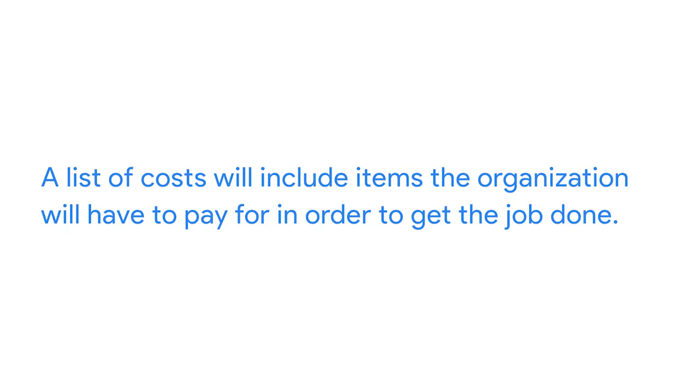A list of costs will include items the organization will have to pay for in order to get the job done, like the price of labor or materials. Listing out costs helps your stakeholders weigh the benefits against the amount of money required to realize those benefits. You can build a list of costs by working with stakeholders to get estimates on labor, materials, and any other factors that might cost the business money during the project.